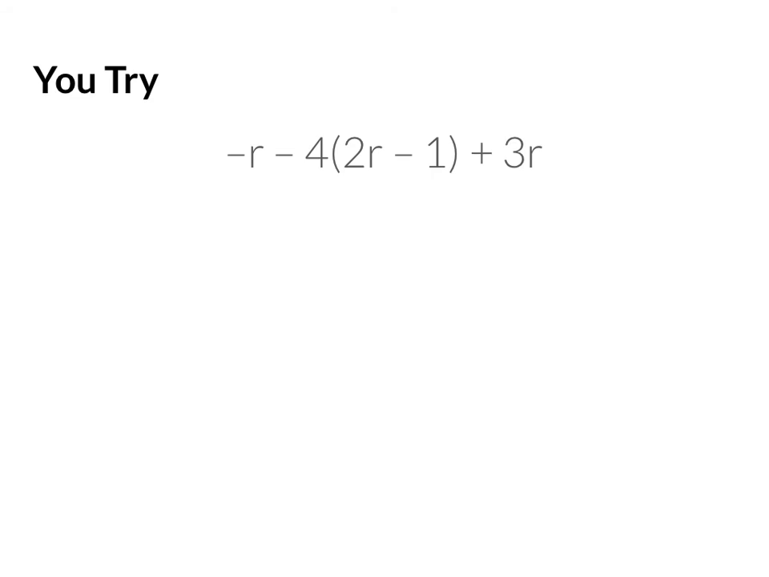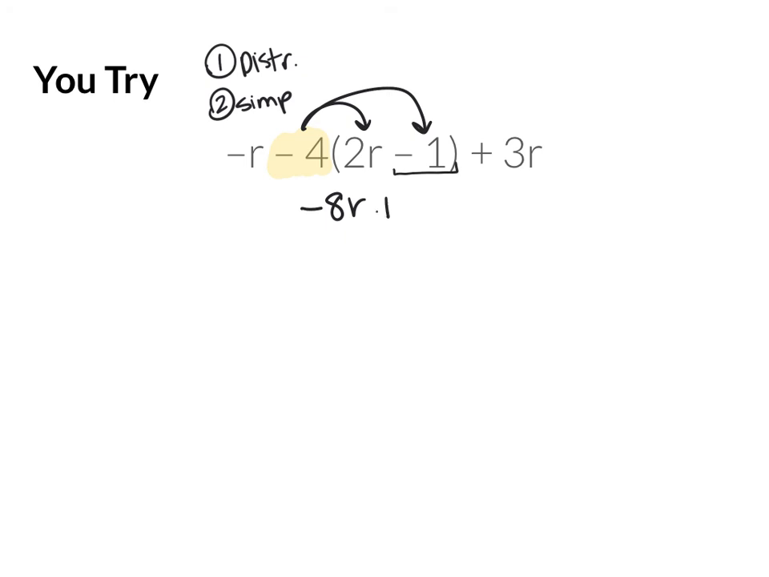Ready? We're following the distribute first and then simplify second. When I distribute the whole number, including the sign in front of it, the negative 4 times 2r gives me negative 8r. Then I have negative 4 times a negative 1, giving me positive 4. I bring down the numbers I haven't used, the negative r and the positive 3r. I'm now going to combine my like terms.